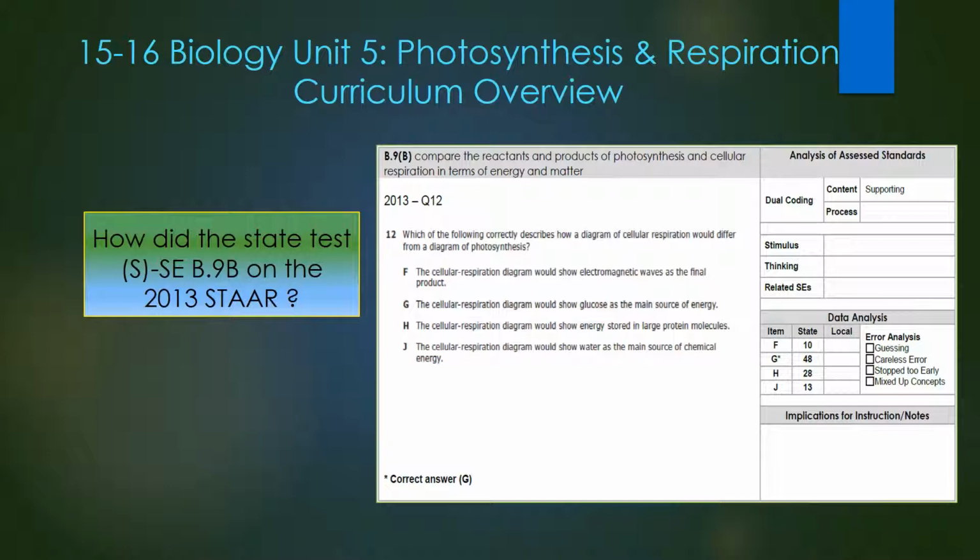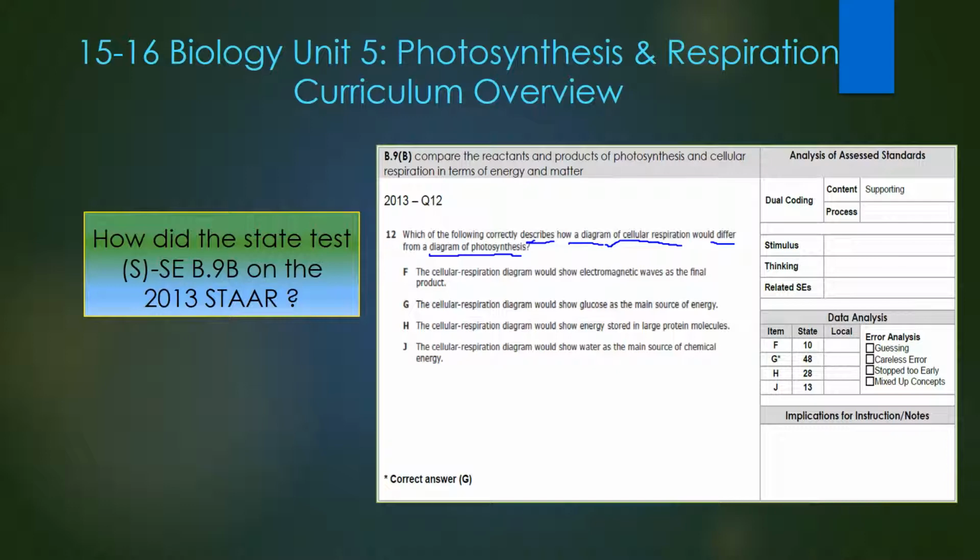In 2013, how did the state test question 12? Which of the following correctly describes how a diagram of cellular respiration would differ from a diagram of photosynthesis? So now we're comparing and contrasting diagrams. Okay, so they did not give me a diagram. I should have a visual of a diagram in my head based off of what I know about the reactants and products of photosynthesis.